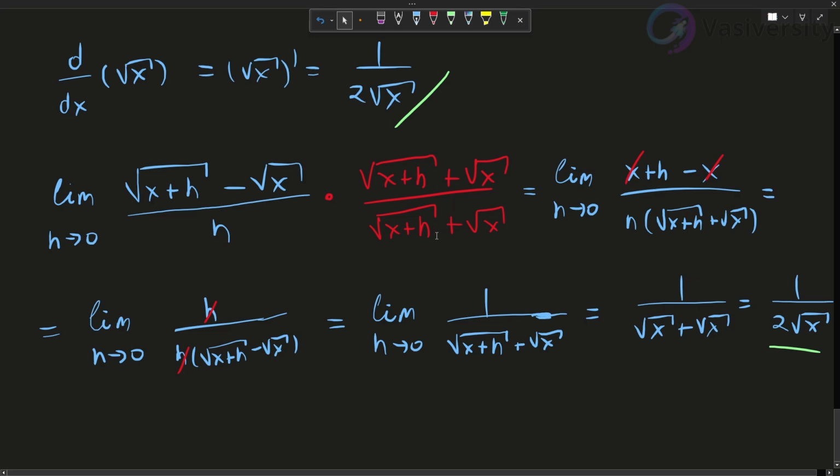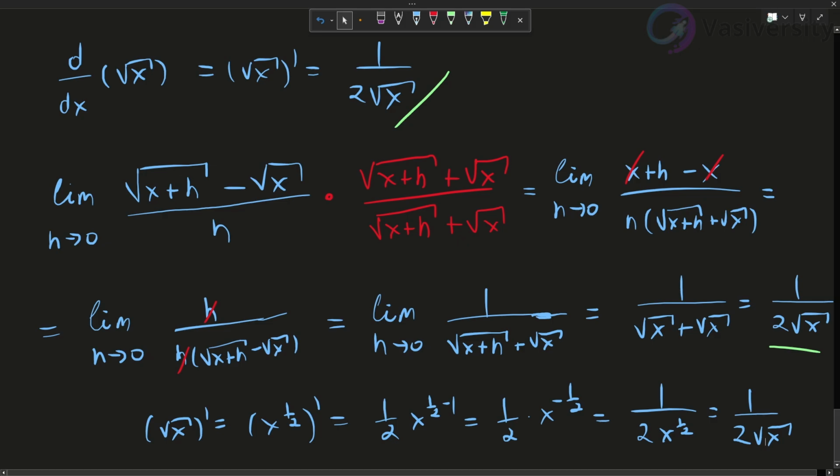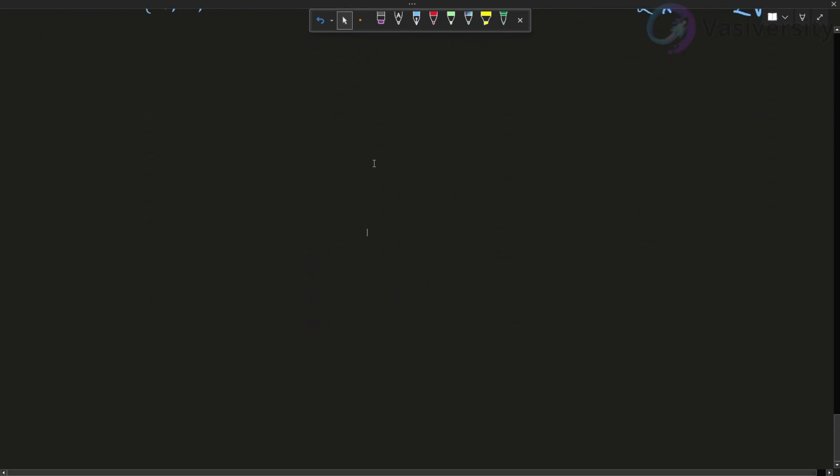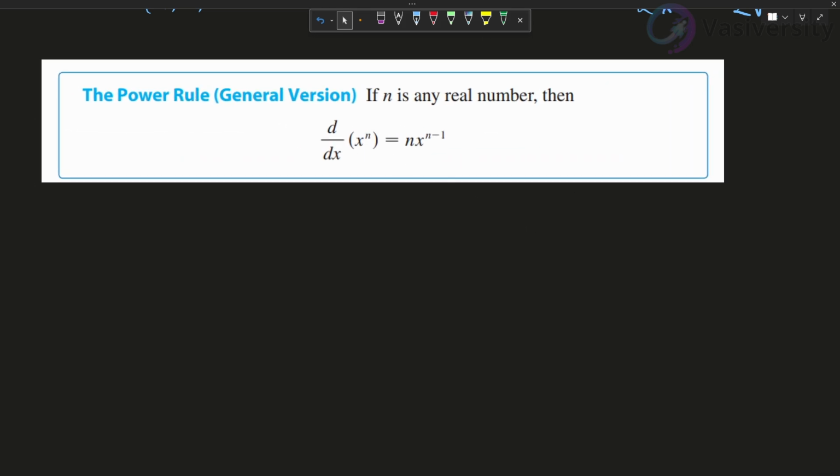Okay, and so we can verify it. Square root of x prime is the same thing as x to the power of 1/2, which is equal to 1/2 times x to the 1/2 minus 1, which is 1/2 times x to the -1/2, which is equal to 1 over 2 x to the 1/2, which is equal to 1 over 2 square root of x. Right, perfect. So once again, we're going to call this the general power rule, the general version of it for any real number. If n is any real number, then we can simply use this. So now we don't have to do the limits. We can simply use the general rule.